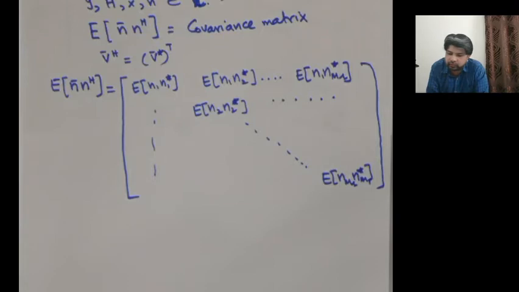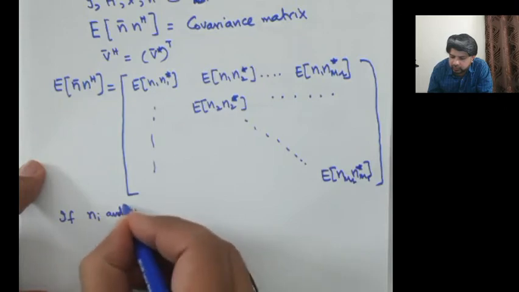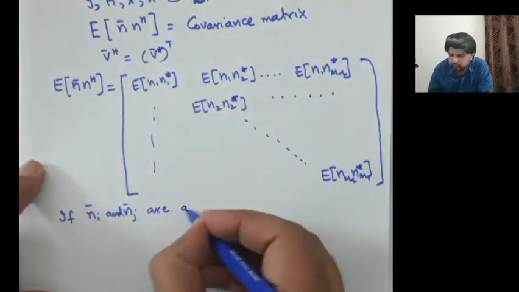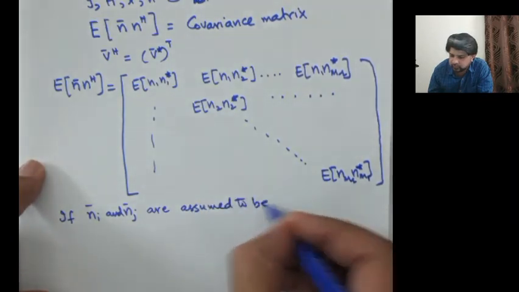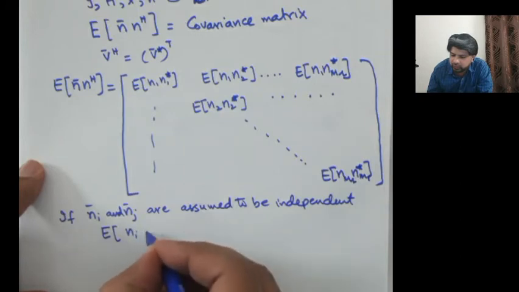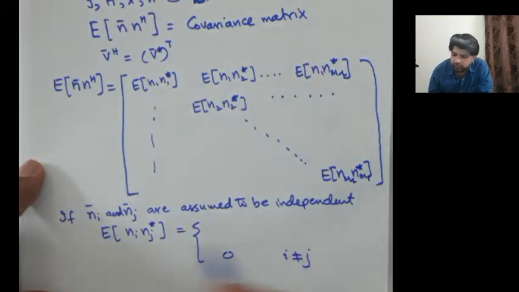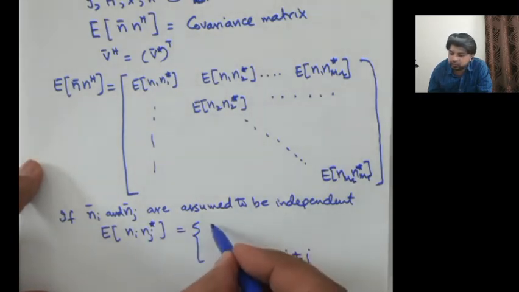It would be a square matrix, and we would assume these noises, which are added onto different antennas, to be independent Gaussian processes. That would mean that if you take the expectation of Ni Nj, where Ni and Nj are assumed to be independent, then the expected value of Ni Nj conjugate would be equal to 0 if i is not equal to j, and if i is equal to j, this would be equal to its variance.